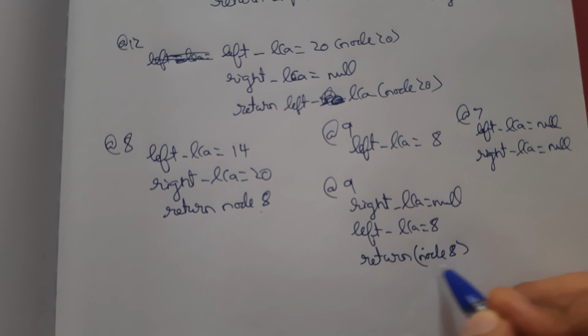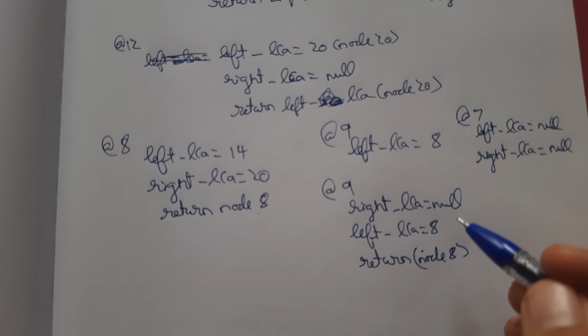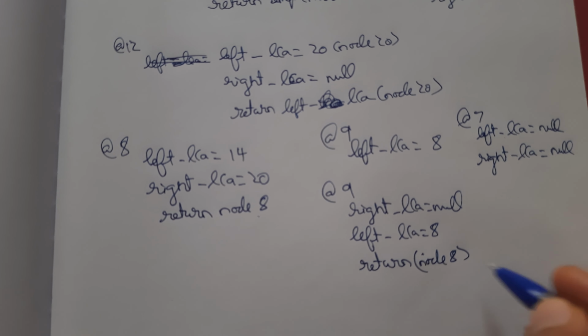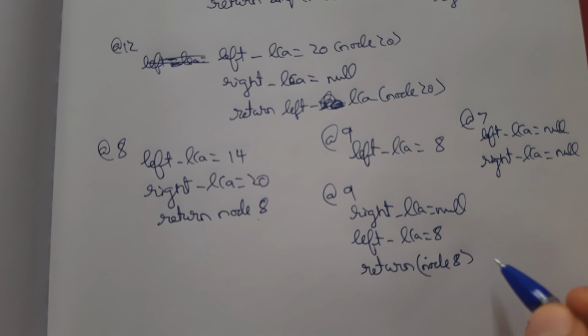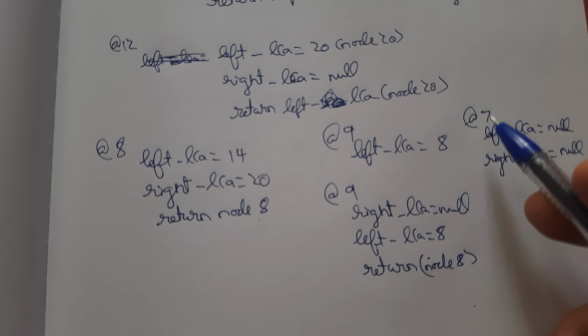We will be returning this node 8 as the final output, and let the user know that 8 is the lowest common ancestor for 14 and 20.